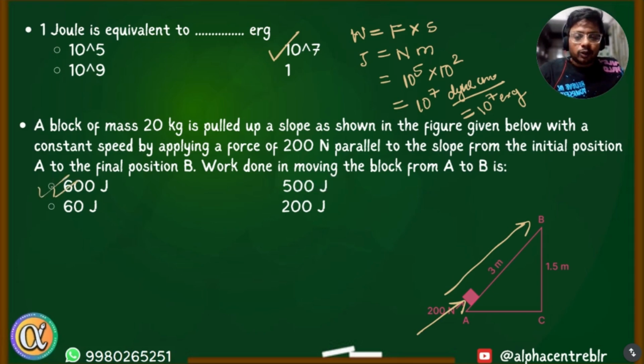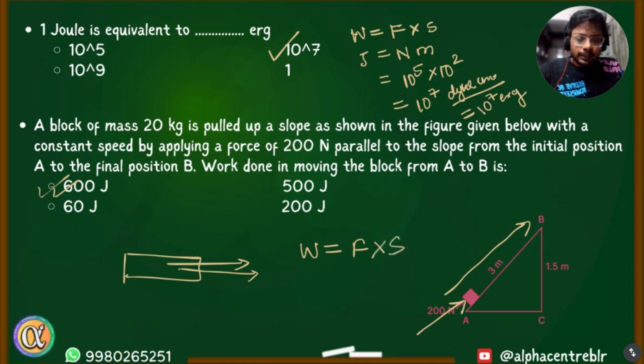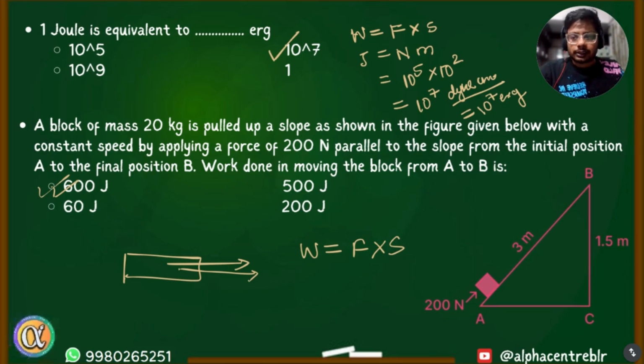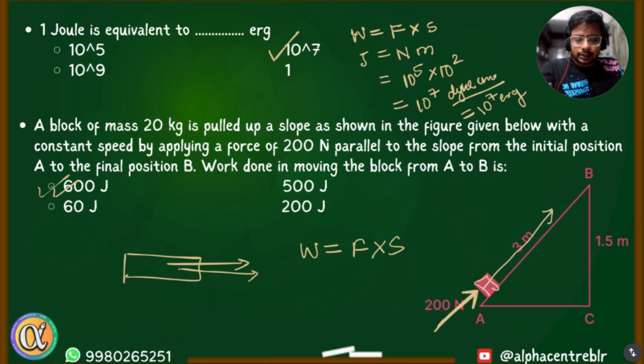I told you when the force and the displacement are in the same direction, then work done is force into displacement. In this situation, isn't force and displacement in the same direction? Look closely. 200 Newton, what's the direction? Like this. And how will this body move? The body will also move in the same direction, along the same incline. So here force and displacement have no angle between them, or zero angle. So the formula is Fs only. So 200 into 3, 600 joules.